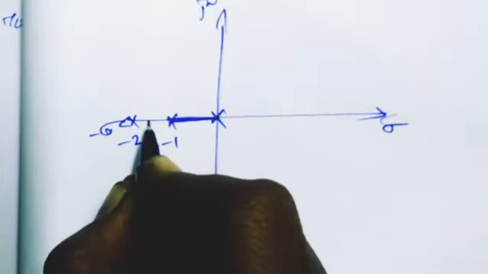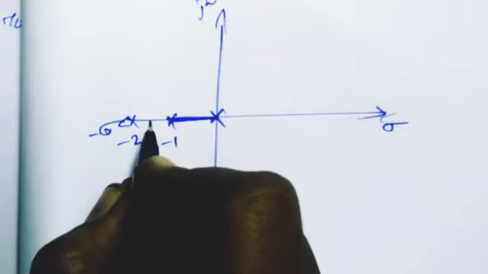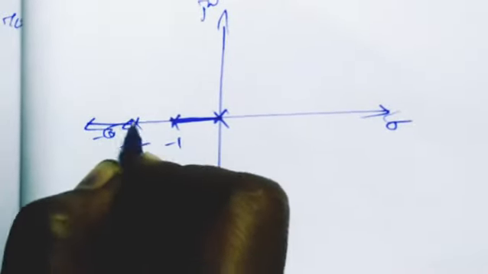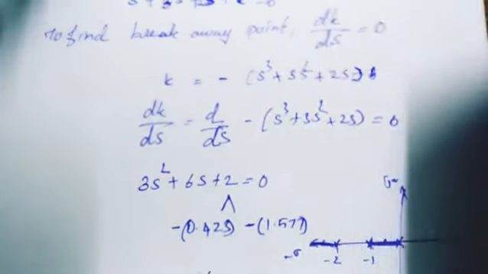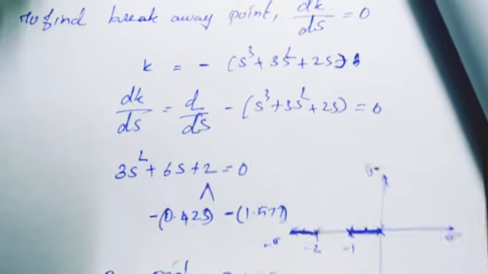At this point the sum of poles and zeros is 2. So it's an even number, so there is no root locus in between these two. Our next root locus will be from this point to infinity. So there is no root locus at this point, so this will not be our breakaway point. This point, minus 0.423, lies in between these two poles, so this is our breakaway point.